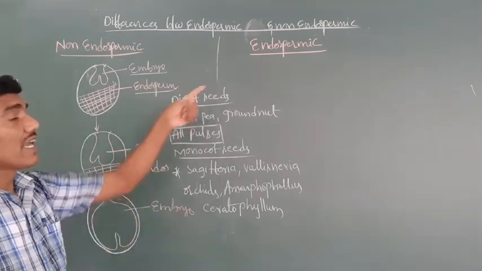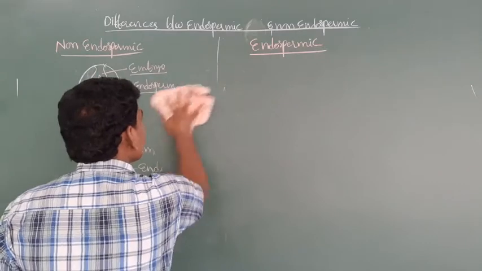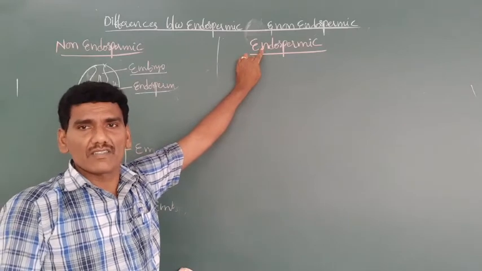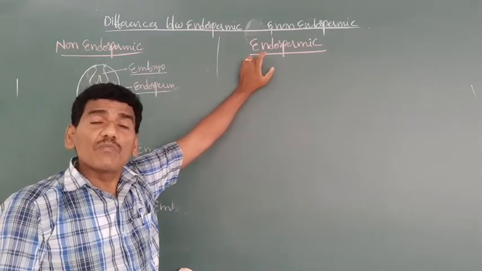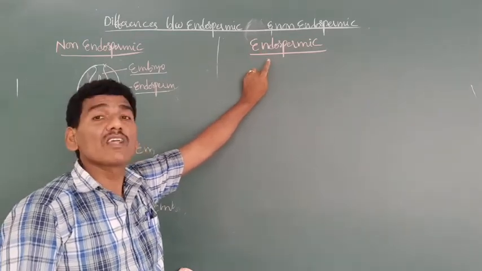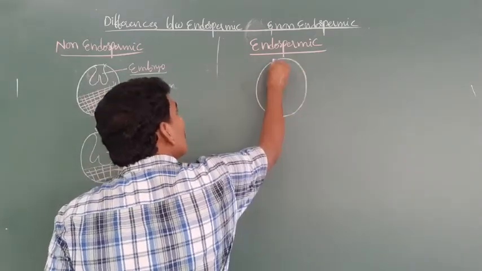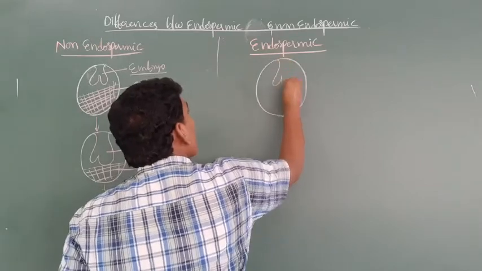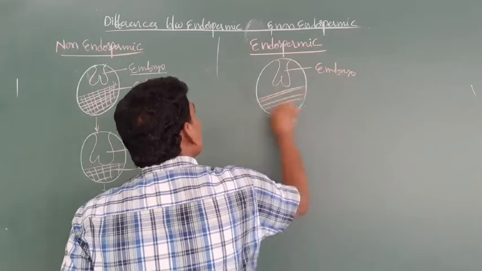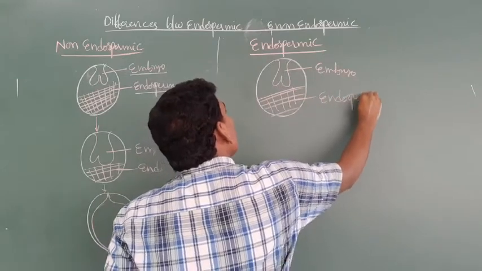Next one, endospermic seeds. What is the definition of endospermic seeds? Here the endosperm is not completely utilized for the development of the embryo. That type of seeds are called endospermic seeds. For example, this is the endosperm, and this is the embryo. This is totally endosperm.